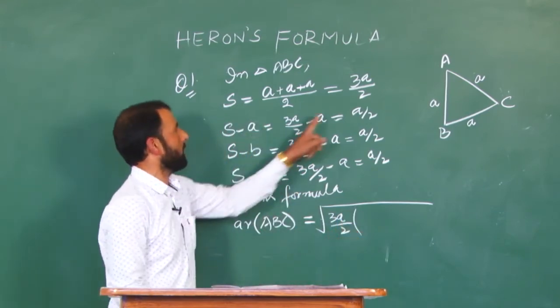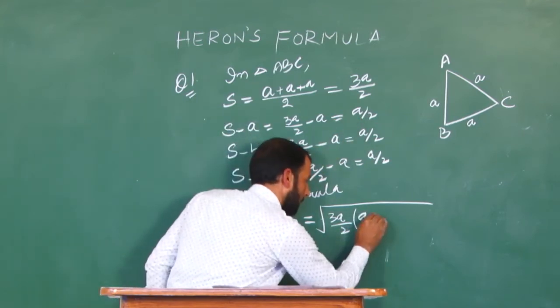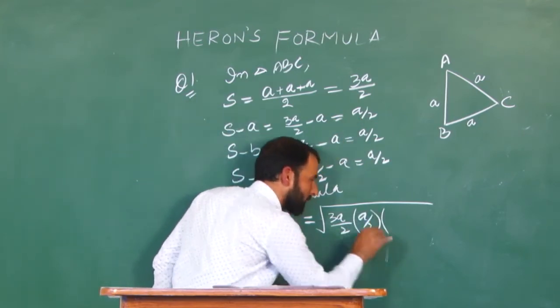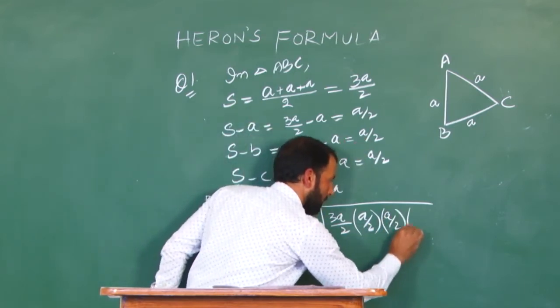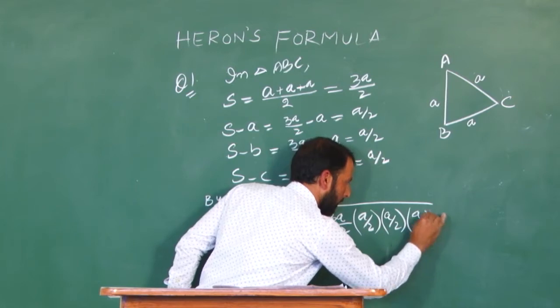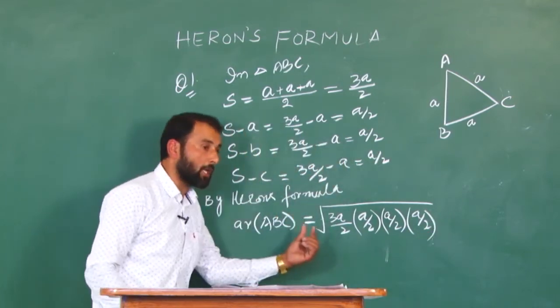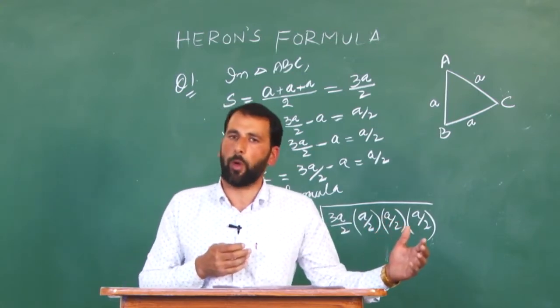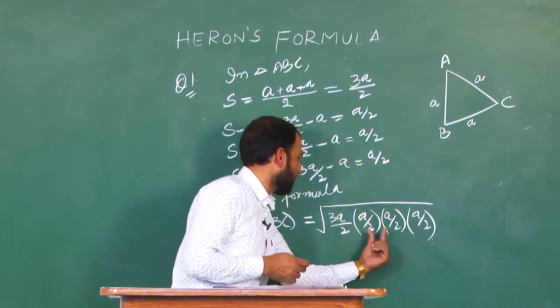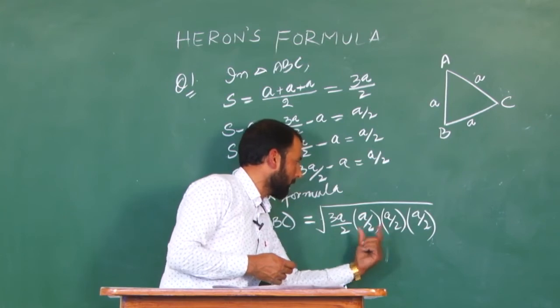Into s minus a. What is s minus a? The value is a by 2. The other one is s minus b. The value is also a by 2. Another is s minus c, that is a divided by 2. So in class 8th you have studied how to pair terms in a square root and take them out from the square root. So we make the groups here, pairs of equal numbers.